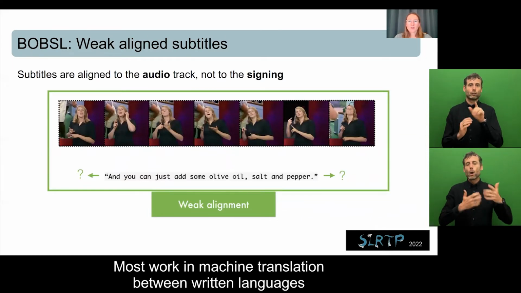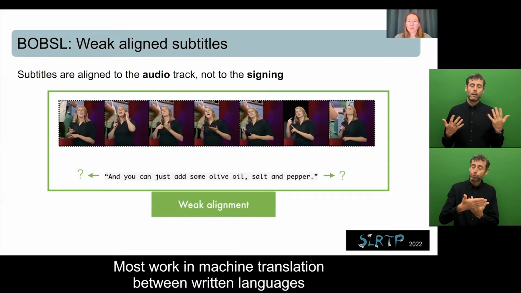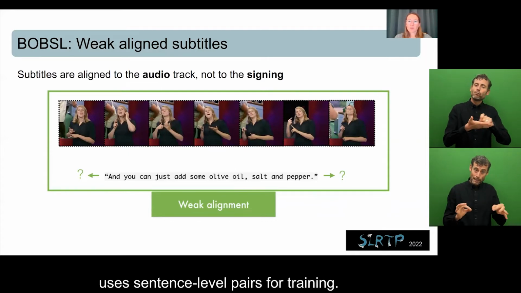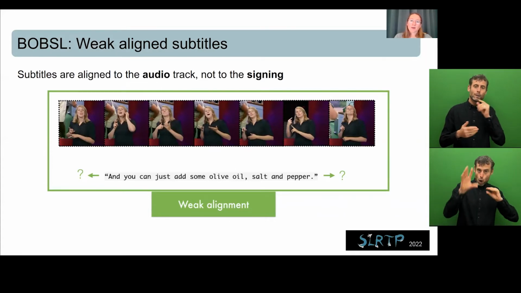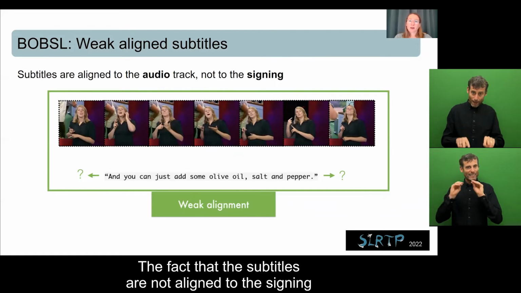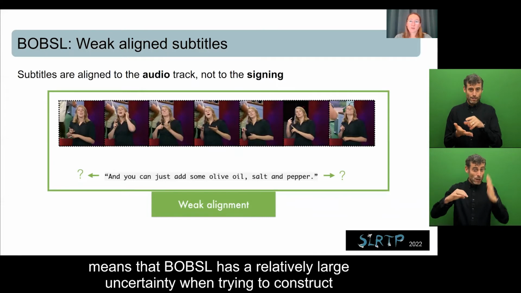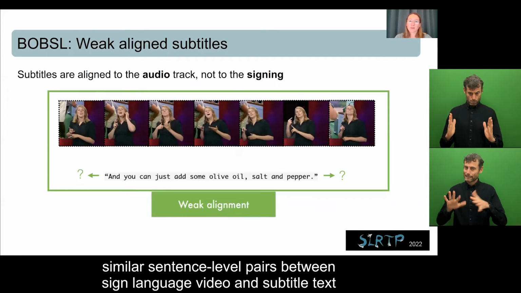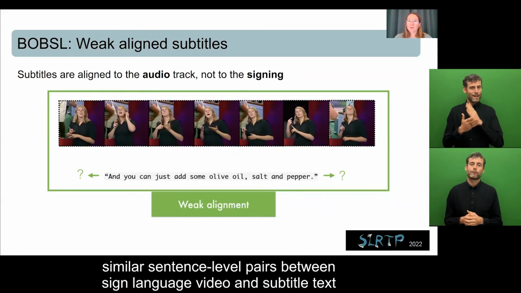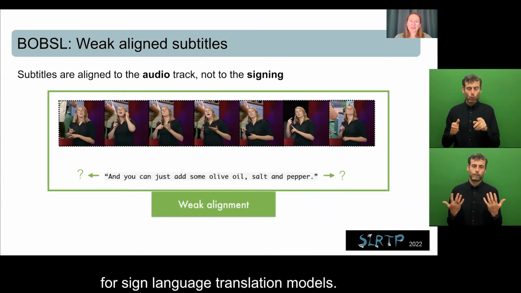Most work in machine translation between written languages uses sentence-level pairs for training. The fact that the subtitles are not aligned to the signing means that BobSL has a relatively large uncertainty when trying to construct similar sentence-level pairs between sign language video and subtitle text for sign language translation models.